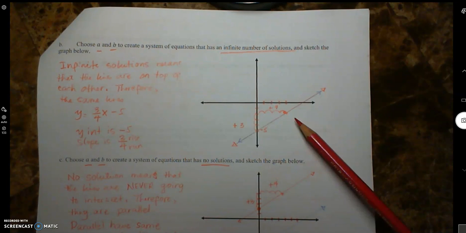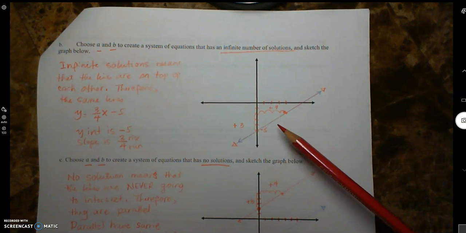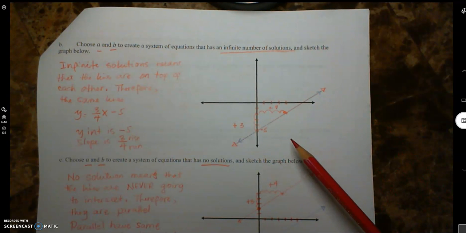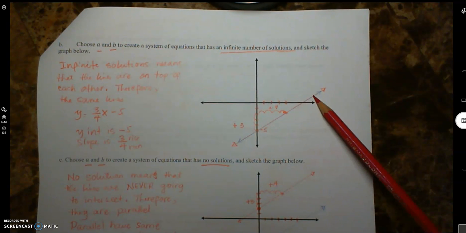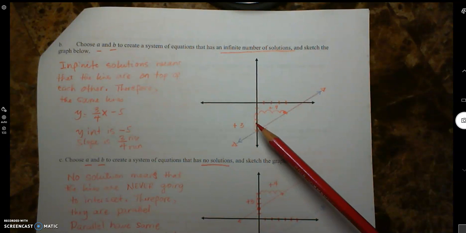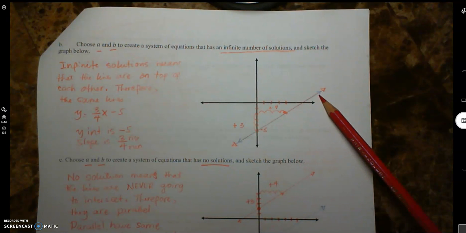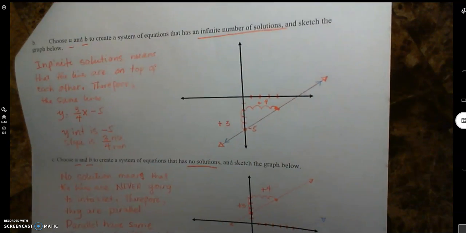So therefore, if your original line is y equals 3/4 x minus 5, then you should create another line that's exactly the same, which is what I did here. Notice, I don't know if you can see it, but my red line is on top of my blue line, and that's vice versa. Therefore, all the intersection points of the two lines are considered solutions. Therefore, there are infinitely many solutions if the lines are on top of each other, which means the same exact line.